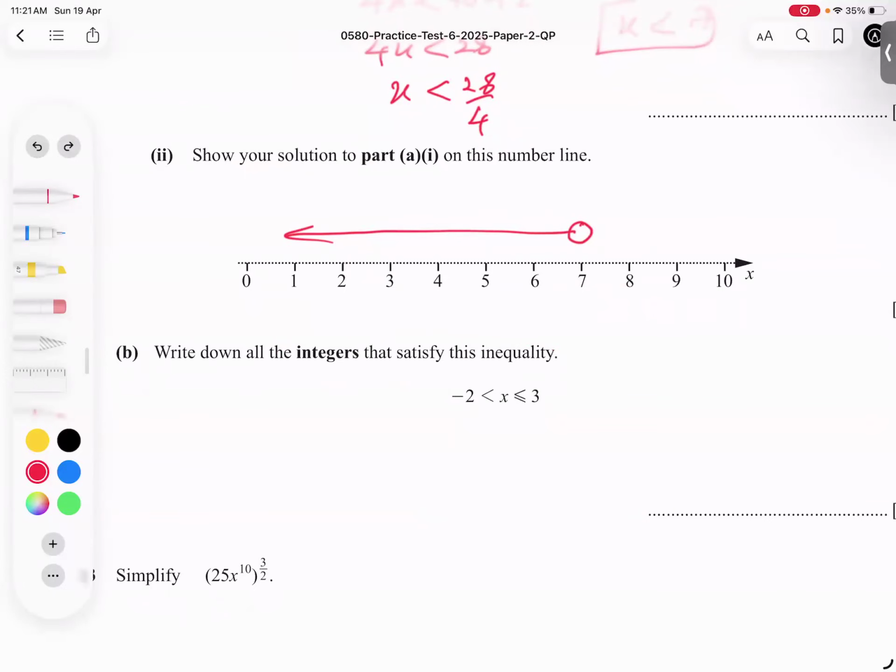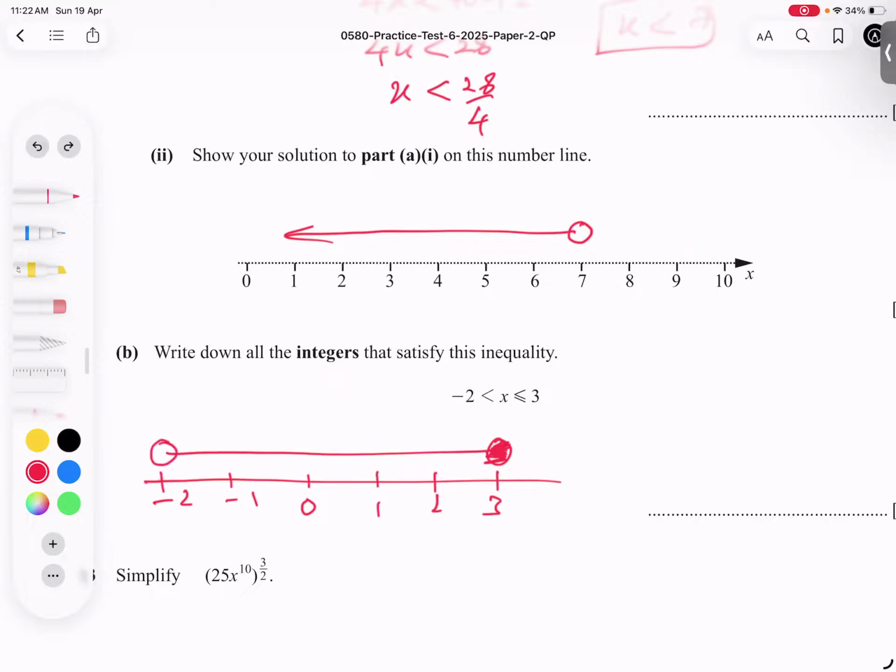So I will draw a number line and do the same story: -2, -1, 0, 1, 2, and 3. He's saying, look here, equal sign, so I will put a filled circle here. What is here? This circle is empty. In this way, integers means whole numbers. So 3 is included, but -2 is not included. From here onward, all are integers. If we say positive integers, then I will take 1, 2, 3. If we say negative, I will take negative one. But if it's integers, I will take all including 0. So I'm writing the answer: -1, 0, 1, 2, and 3.